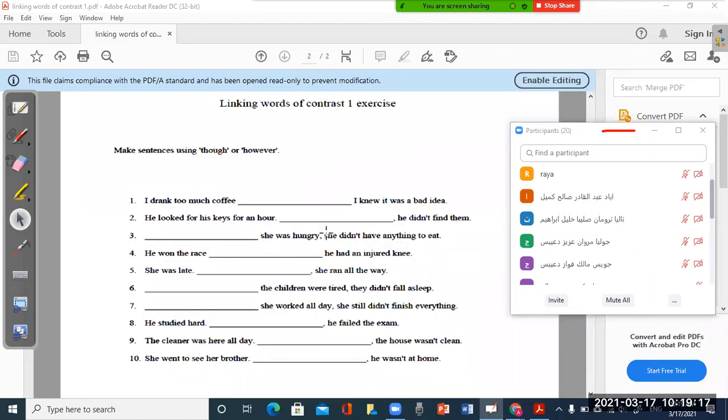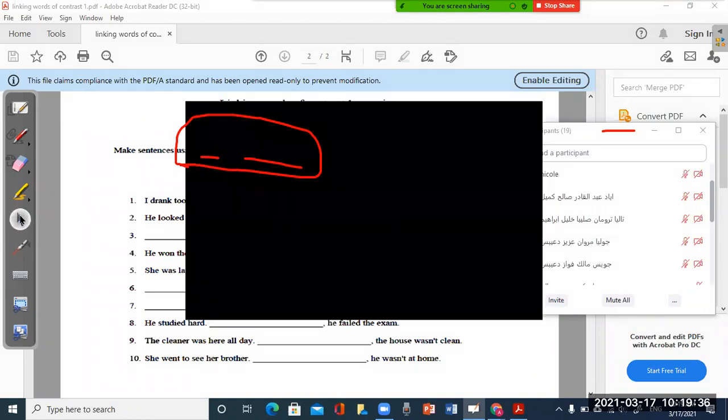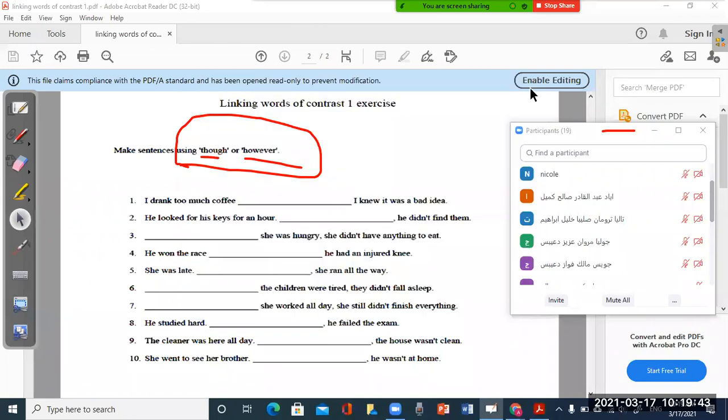Now, linking words of contrast exercise 1. Make sentences using though or however. You don't need to use although. So what should we use in the sentences here, Raya? Though or however. Yes. Now, number 1, Raya. I drank too much coffee, though I knew it was a bad idea.